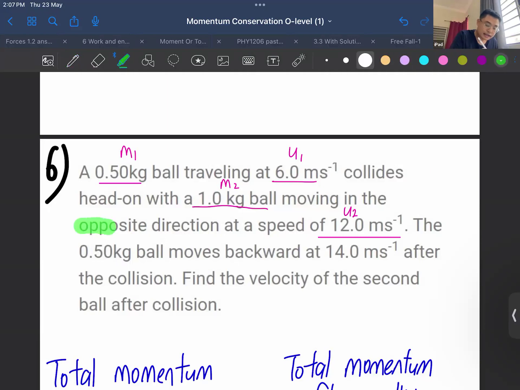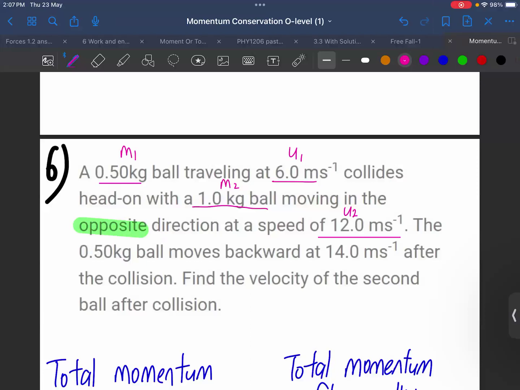What do you understand by this word? Opposite. Going back. So is there any number that I should adjust a little bit? Negative. Which one? Can you be a little bit more specific? Negative 12. Okay, U2 is negative 12 meter per second. Are you fine? Yes, okay, we continue.